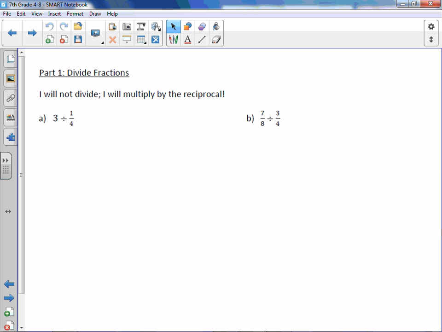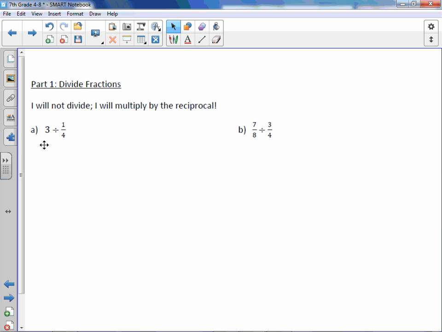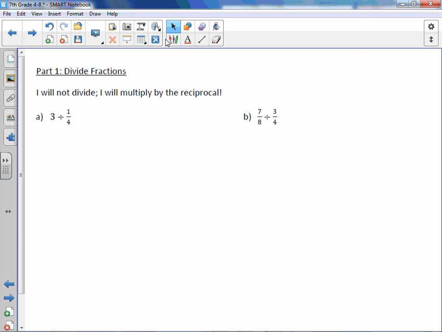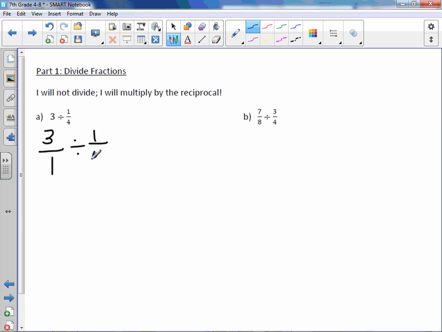I will not divide. I will multiply by the reciprocal. So make your whole number a fraction over 1. So this is really 3 over 1 divided by 1/4. But remember, I will not divide. I will multiply by the reciprocal. And the reciprocal of 1/4 is 4 over 1. Remember, you never change the first number. You only flip the second one when you have a division problem. And from here we multiply as normal, which would be 12 over 1, or just 12.